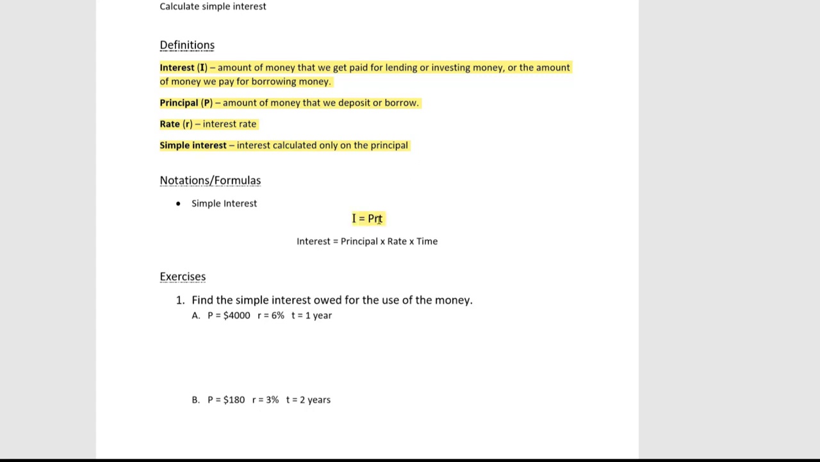And this is the formula that we will use to calculate simple interest. I equals P times R times T. So that is our principal times the rate times time. So time is always going to be in years. And your interest rate is going to be given to you as a percent.